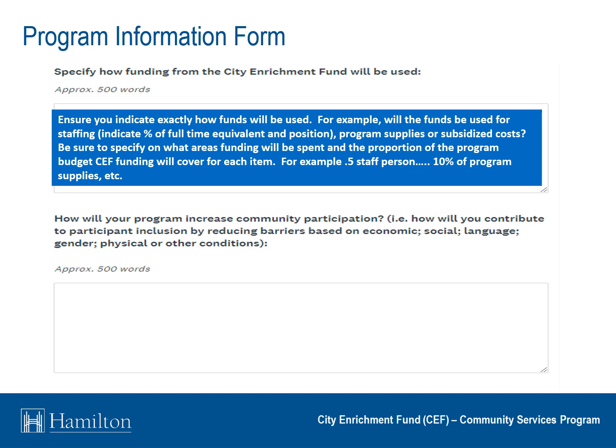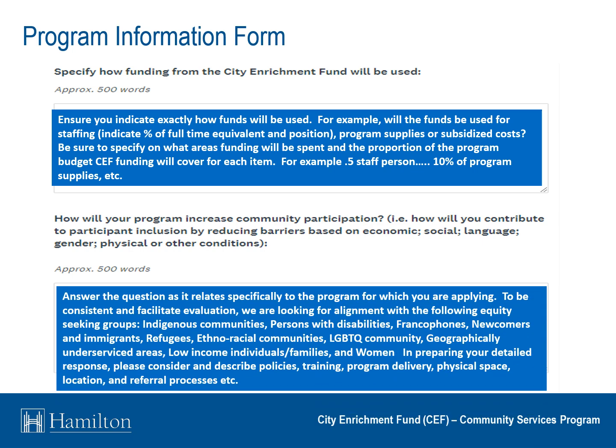Next, we want to know how will your program increase community participation, and we're looking at you to think about how your program contributes to participant inclusion by reducing barriers based on economic, social, language, gender, physical, or other conditions. Answer this question as it relates specifically to the program to which you are applying for.